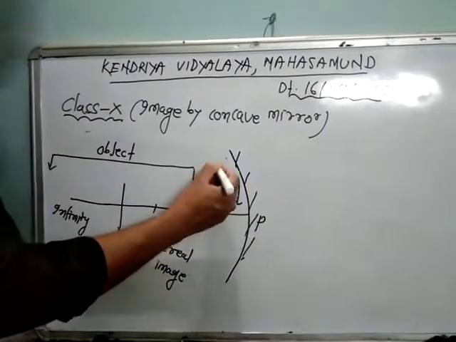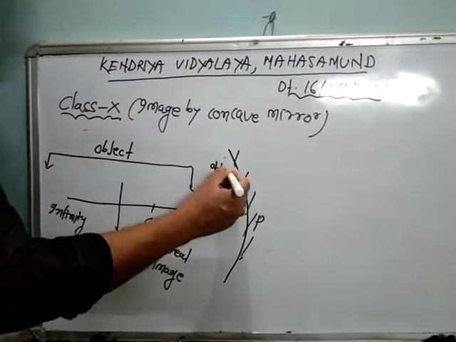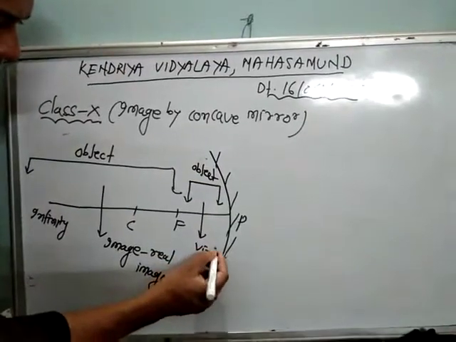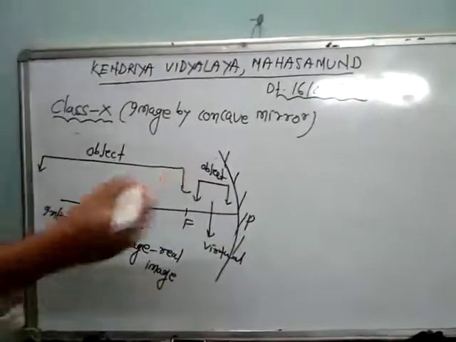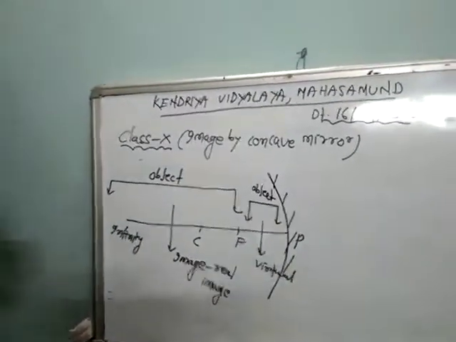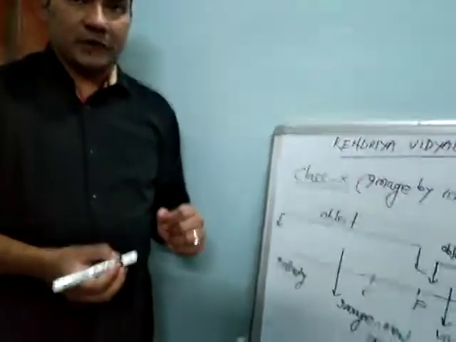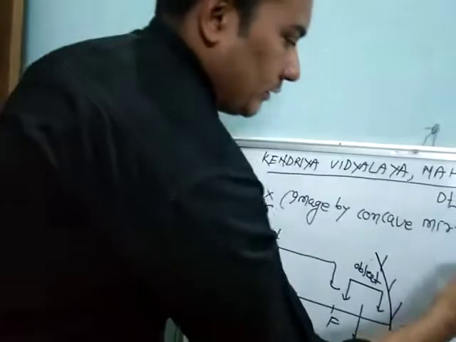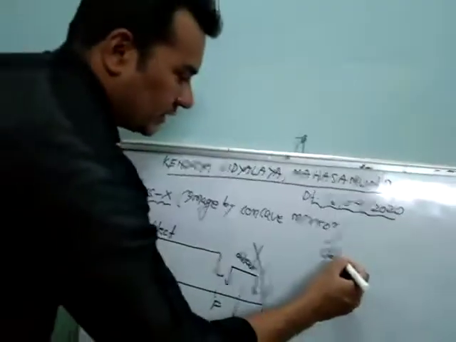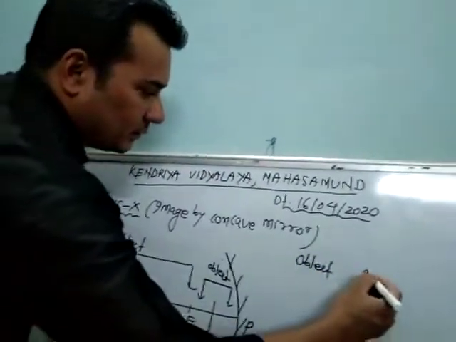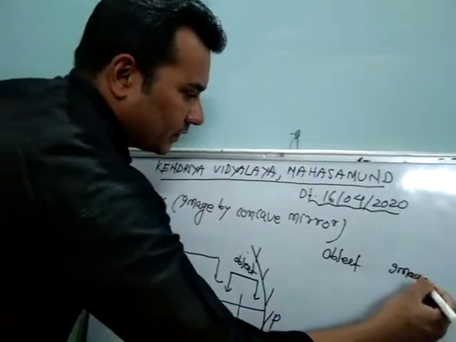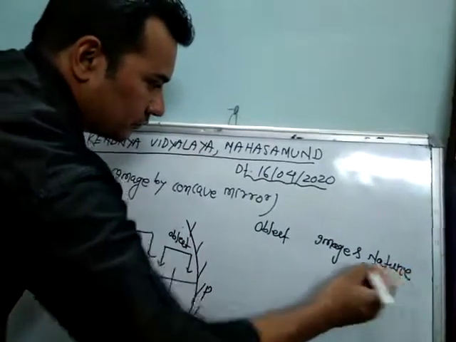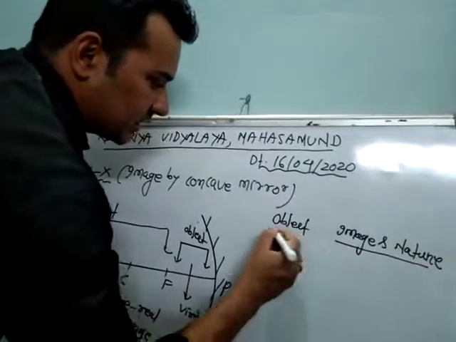This is the object. Then the image will be a virtual image. So in a concave mirror we get both types of image, real image as well as virtual image. We will summarize this diagram; here I am writing down, you can refer to the table given in your NCERT book: object, image and nature. There will be 6 cases.